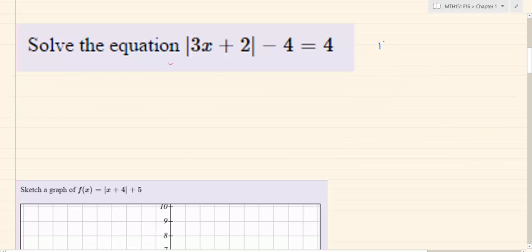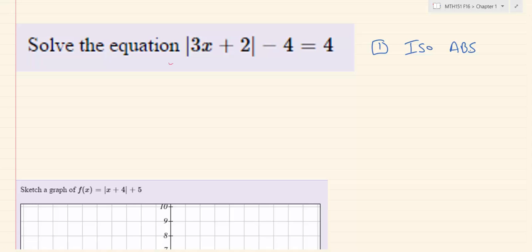The first move that you really want to do is you need to isolate the absolute value. You need to get that absolute value by itself before you branch. So when you're solving something like this, the first move is isolate the absolute value. Get it all by itself. Your second move is to branch.